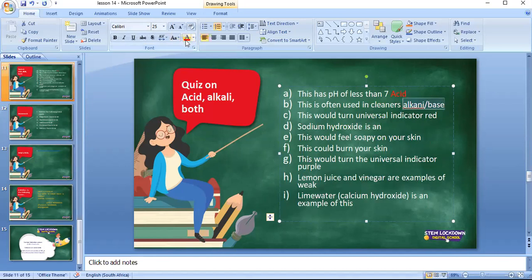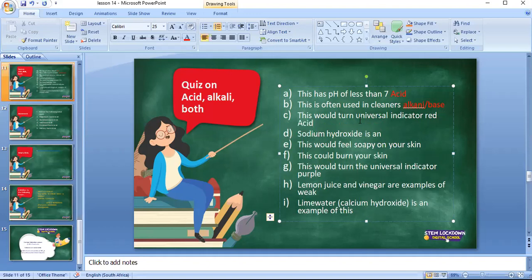So number three, sodium hydroxide is a? So you skipped. Oh, I skipped, I'm sorry. Thank you very much. This would turn a universal indicator red. I explained this yesterday. This would turn universal indicator red. Acid. Thank you.